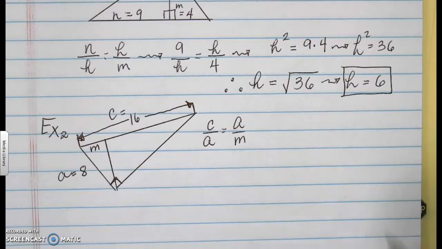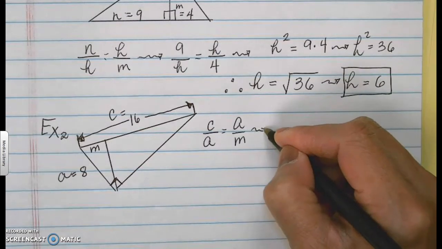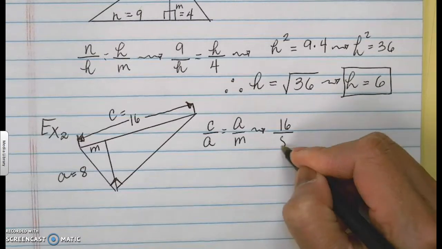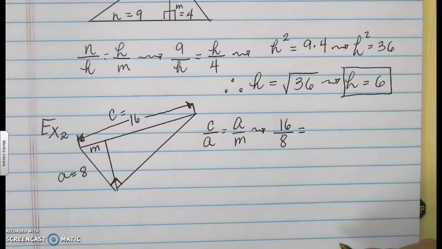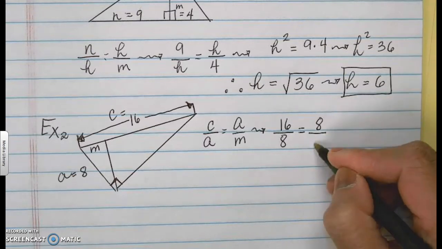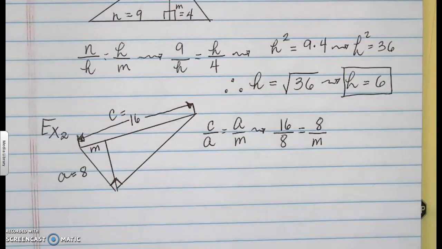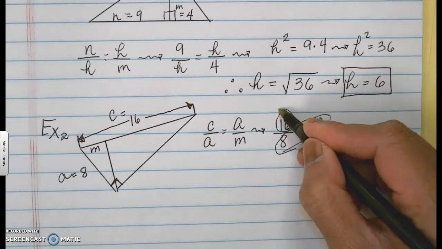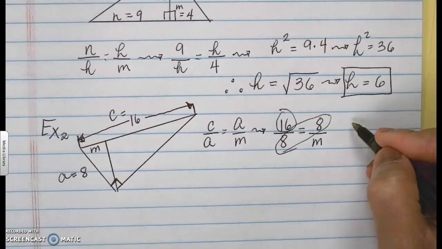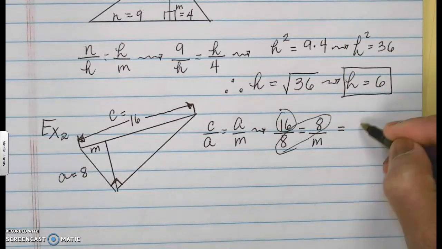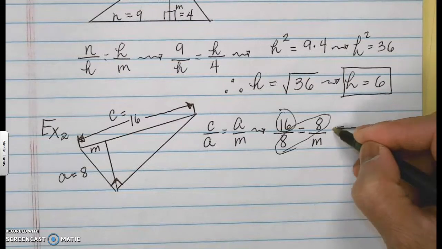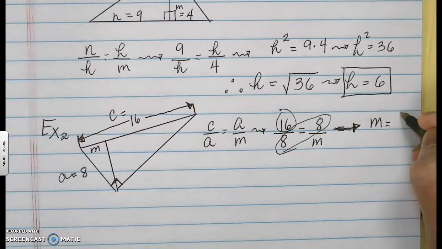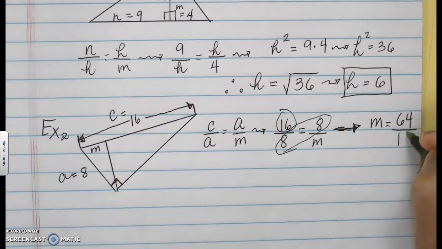So now we're going to substitute, and this would look like 16 over 8 is equal to 8 over m, and we're going to cross multiply. So now we're going to multiply this and divide it by that, and that will be our m. So this is going to be, oh sorry, my bad. Let's put an arrow. Okay, so that's going to be, my m is 64 divided by 16.